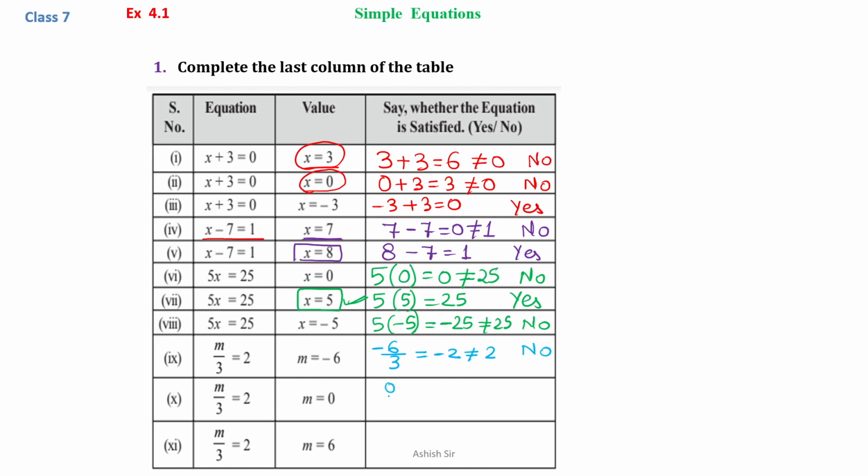Another value of m is 0. 0 divided by 3 equals 0. It's not equal to 2. So you will say no, it does not satisfy the equation. Another value of m is 6. 6 divided by 3 equals 2. So we can say yes, this value satisfies the equation. So the correct value of m is 6.